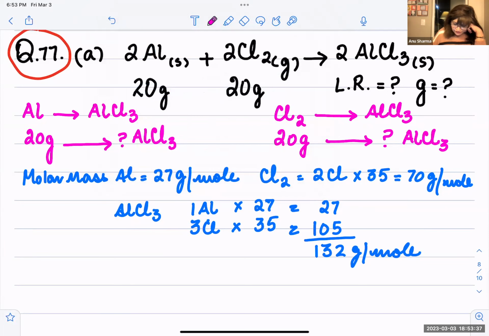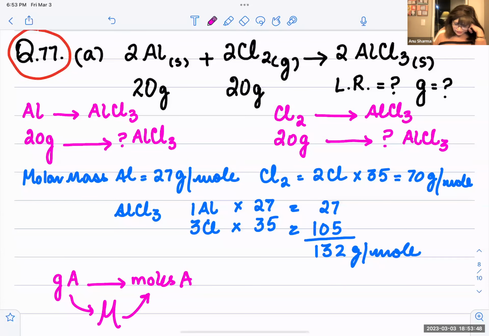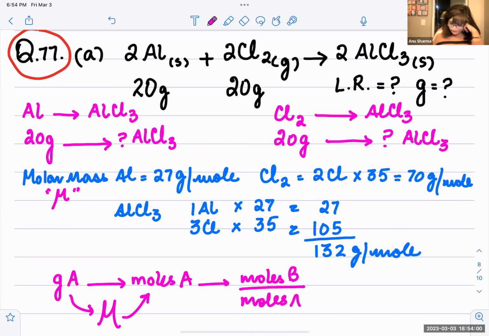You're going to take the grams of A and convert that to the moles of A, using the molar mass. Okay, that's the molar mass, M. Next, you're going to take the mole to mole ratio, so moles of B over the moles of A. Then that converts the moles of A to the moles of B. Next, you're going to convert the moles of B to the grams of B.